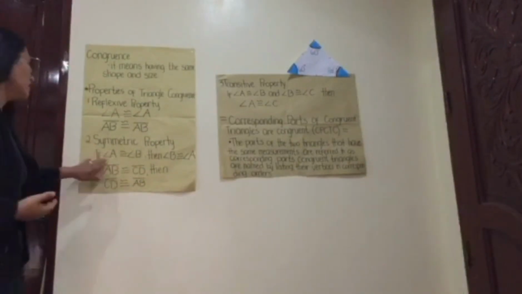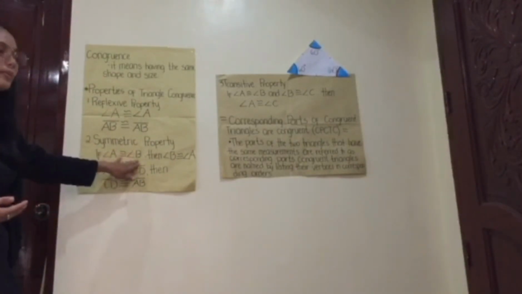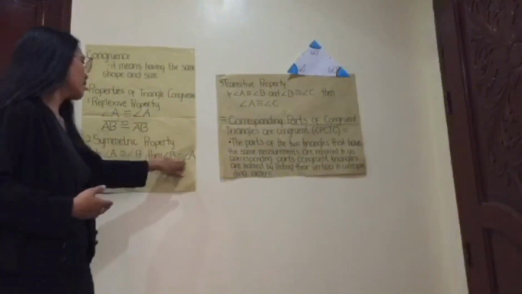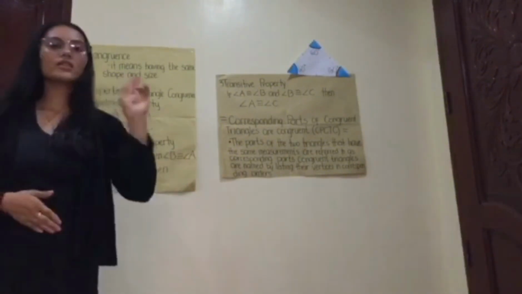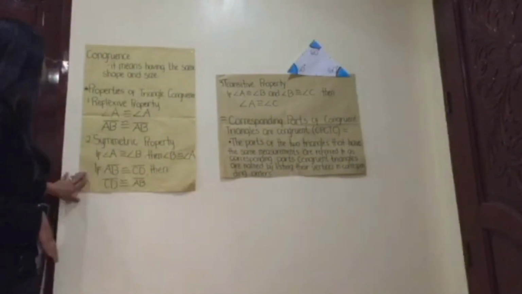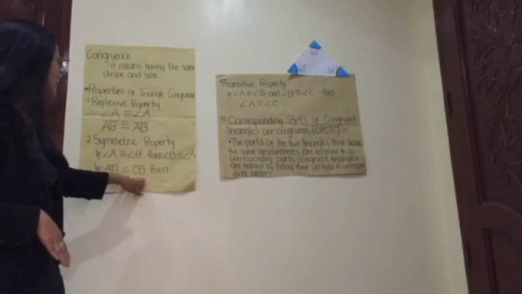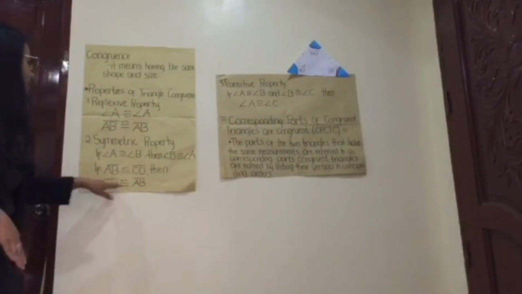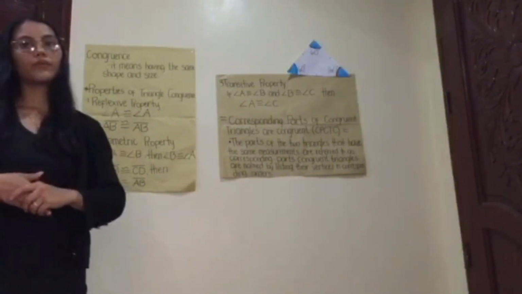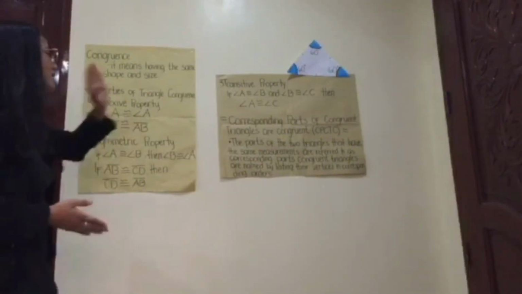So, if angle A is congruent to angle B, then angle B is congruent to angle A. So here, if line AB is congruent to CD, then line CD is congruent to line AB. Okay, very good. So now let's proceed to the transitive property.